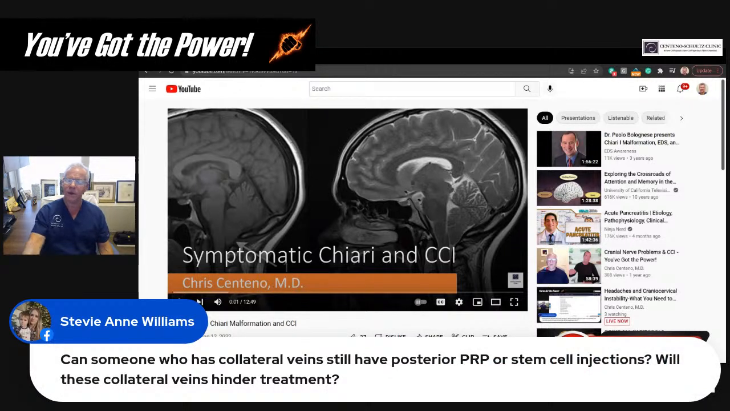Stevie Ann Williams asks, can someone who has collateral veins still have posterior PRP or stem cell injections, will these collateral veins hinder treatment? Stevie Ann, I'd need to know more about what you're discussing when you say collateral veins. Collateralization is a medical concept of when the main vein is blocked, or same thing with arteries, then little veins or arteries grow around that area to try to continue the blood flow. So I need to know specifically where there's thought that you have collateral veins to be able to answer that question, because that's not clear.